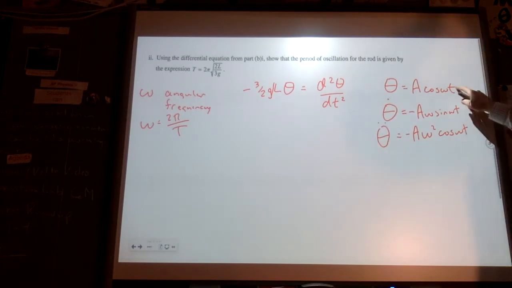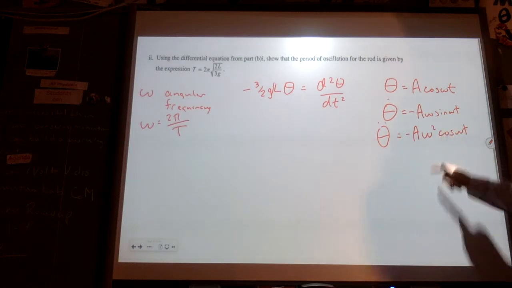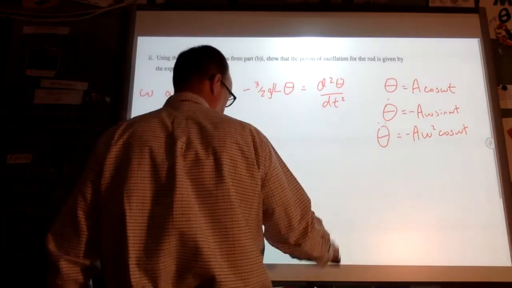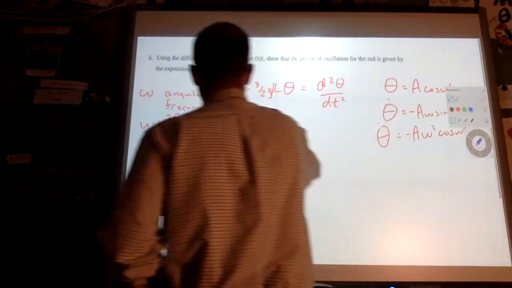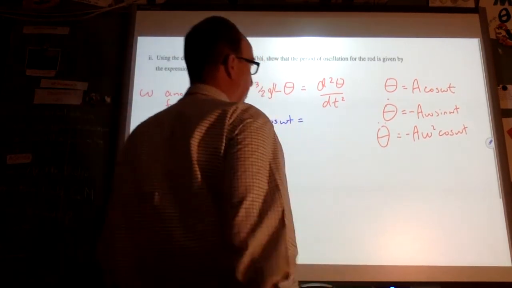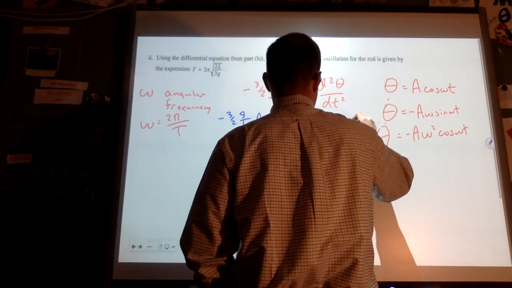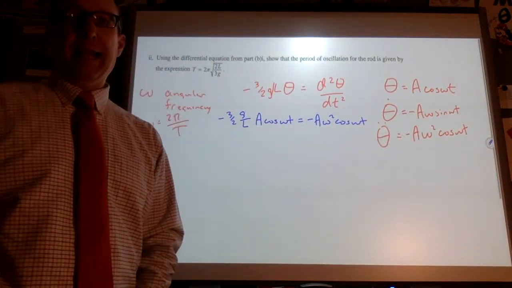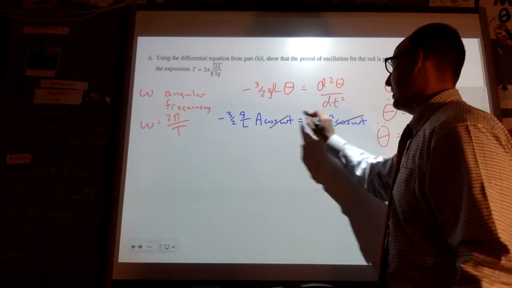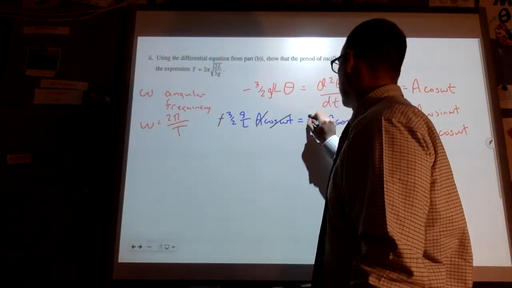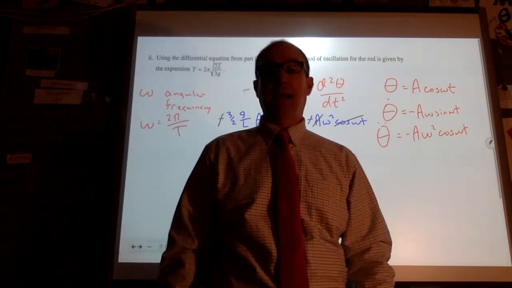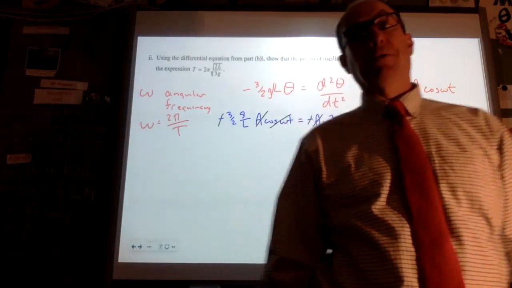And let's plug in these for theta and the second derivative of theta. So I'm going to have minus 3/2 g over L A cosine omega t is equal to negative A omega squared cosine omega t. Can I cancel stuff out? Yeah, always. And that's the benefit of this substitution. And so I'm going to get rid of my cosine omega t and my A and my negative. So this tells me that the amplitude doesn't matter. As long as it's a small angle, the period's not going to be affected. And that's what we saw with pendulums and with mass springs. It didn't matter at all what the amplitude was. You could have a big amplitude.